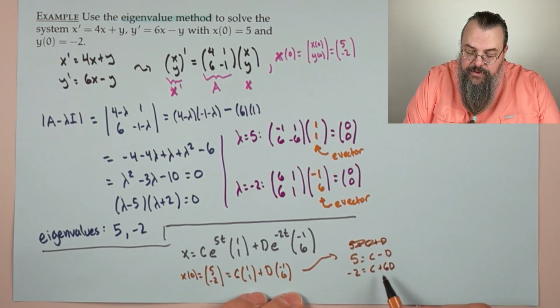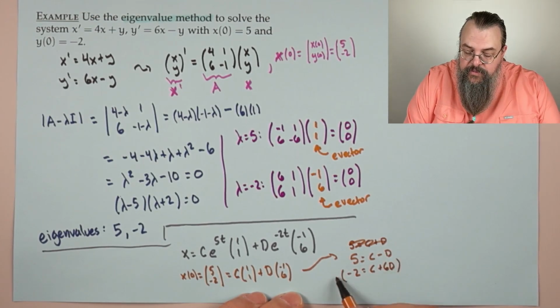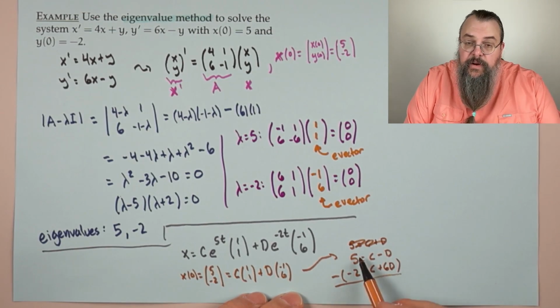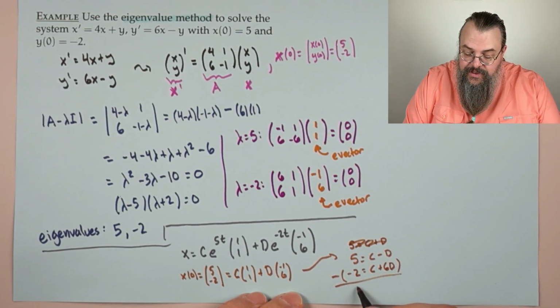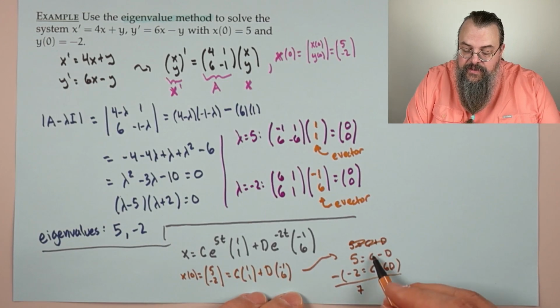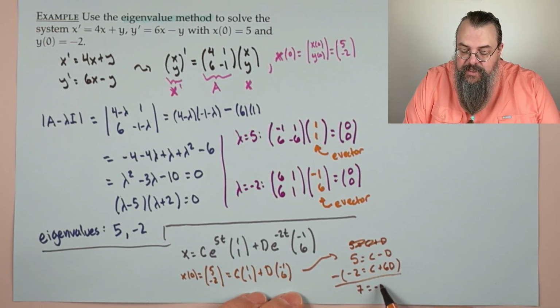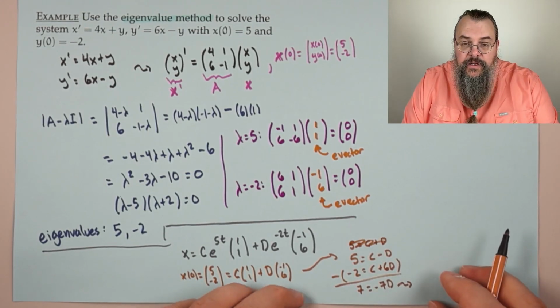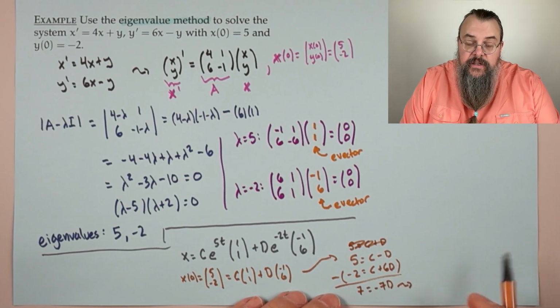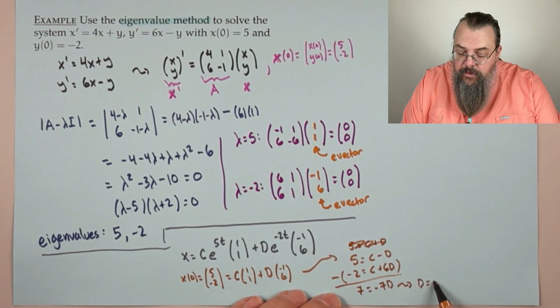And what can we do? Well, let's cancel the c's. So, do a quick subtraction. 5 minus minus 2 is a 7. C minus c, 0. Minus d minus 6d, minus 7d. Well, that tells us that what? Well, it tells us about d. D needs to be negative 1.